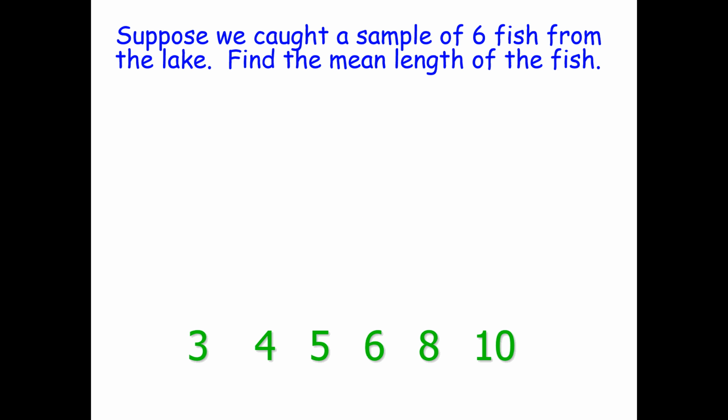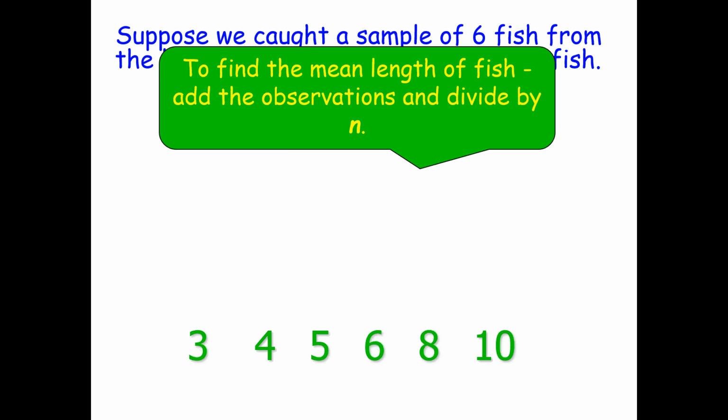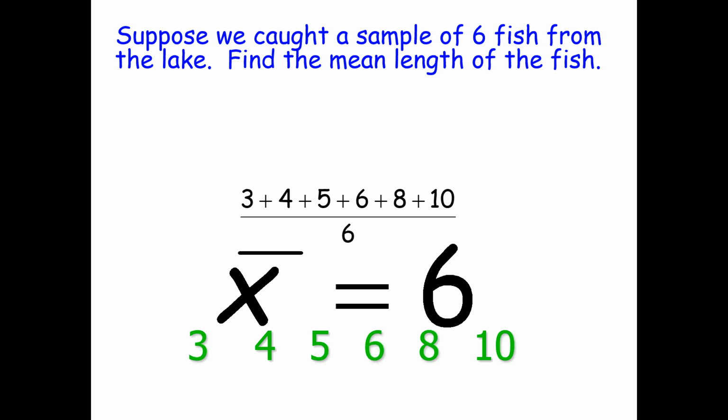Suppose that we catch 6 fish from the lake, and now we want to find the mean length of the fish. So we're going to use our 3, 4, 5, 6, 8, 10 sample. To find the mean length of fish, we're going to add the observations and divide by n. So we'll add our 3, 4, 5, 6, 8, 10, and then divide by 6. When we do that, we find that our x bar is the value 6.